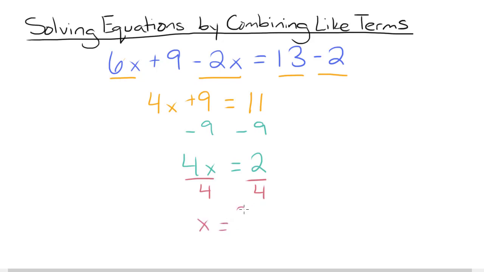So x equals 2 over 4. Now this fraction isn't in simplest form, so to have a proper answer, we'll want to do that. To simplify this fraction, we divide both the numerator and the denominator by 2. 2 divided by 2 is 1, and 4 divided by 2 is 2. So x is equal to 1/2.